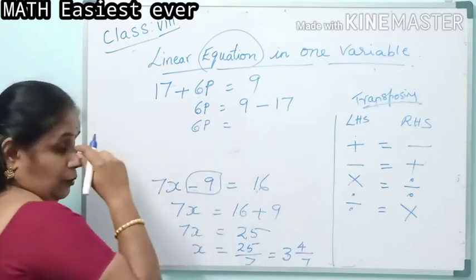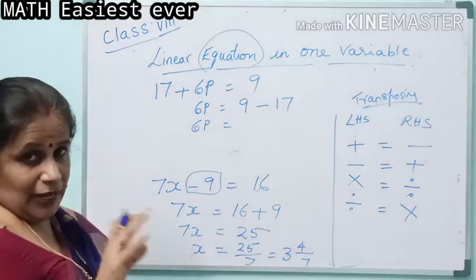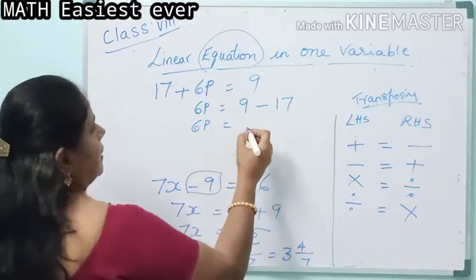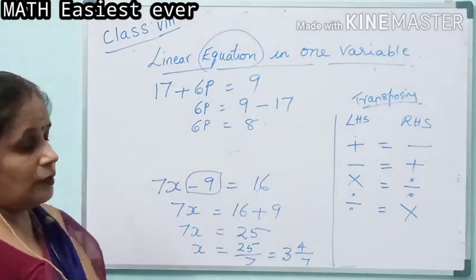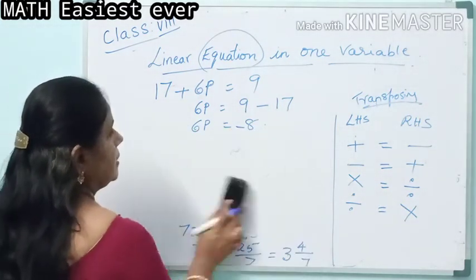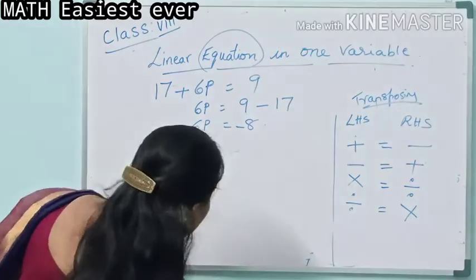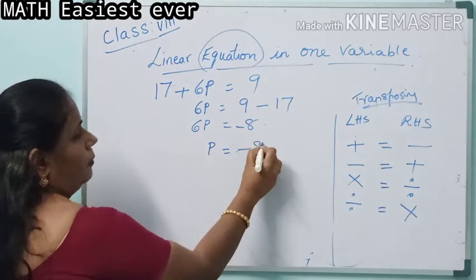So what is 6p? What will you do? It's 9 minus 17, means 17 minus 9. So what is 17 minus 9? It is 8, isn't it? So it's minus 8. So 9 minus 17 is minus 8. So 6p is minus 8. What is p?